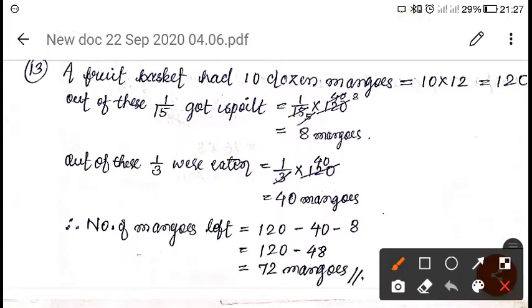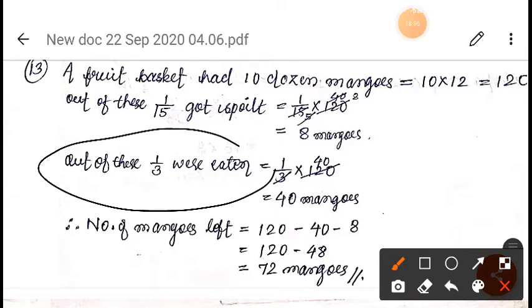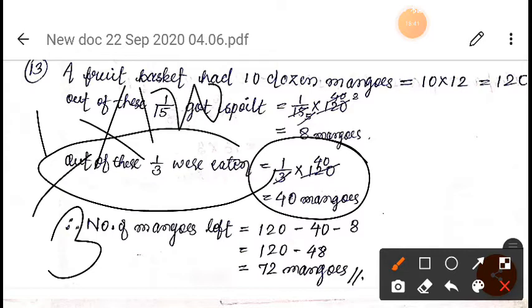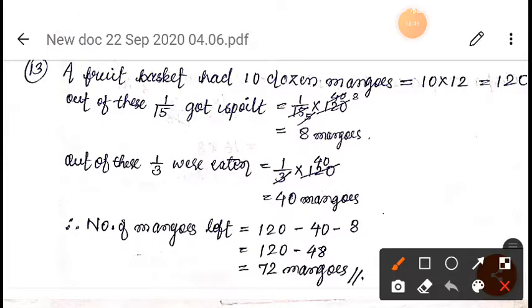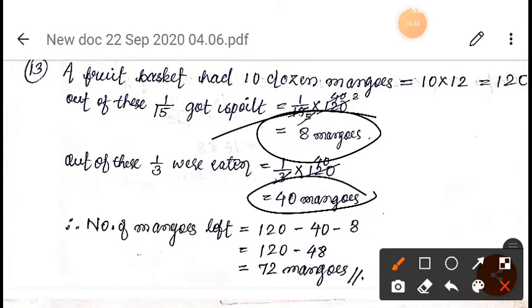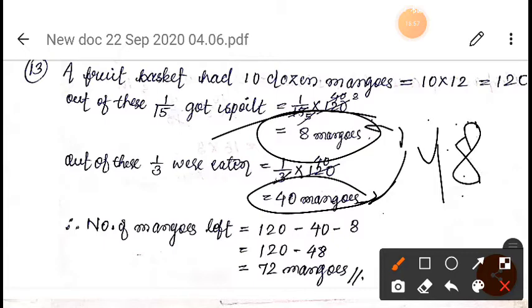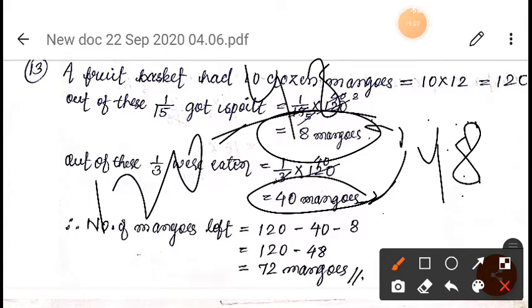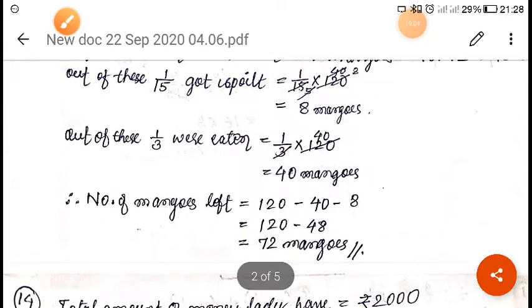Now next, 1 by 3 were eaten. 1 by 3 of 120 were eaten, so when you multiply this, you will get 40 mangoes. So 40 mangoes were eaten and 8 mangoes were spoiled. Total mangoes left: we add these two, it becomes 48. Total was 120, 120 minus 48, we get 72 mangoes left, right?